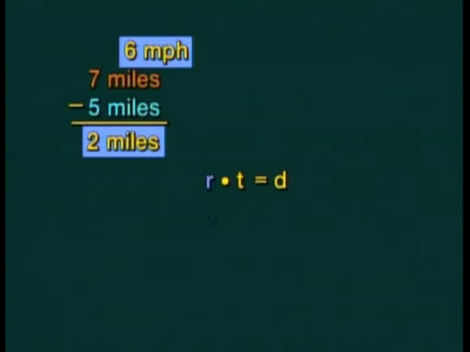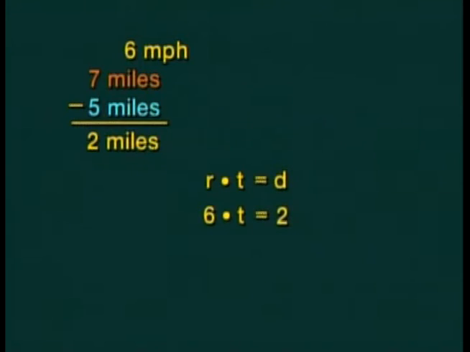The rate is 6 miles per hour. The distance is 2 miles. 6t equals 2. To solve for time, divide both sides of the equation by 6. T equals 2/6. That's 1/3 of an hour. That's the same as 20 minutes.